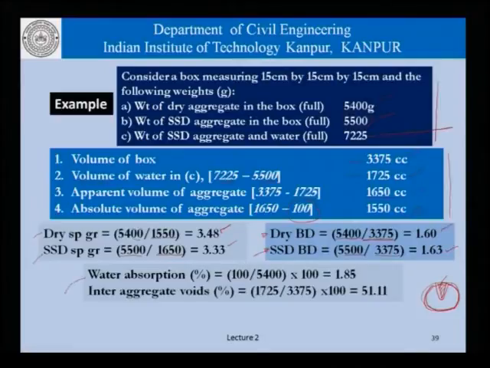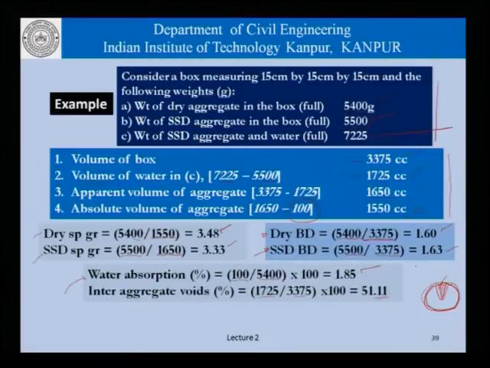Water absorption, which is a measure of the porosity of the aggregates, is basically 100 grams of water absorbed by 5,400 grams of aggregates, and we get a water absorption of 1.85. As far as the percentage of the total volume of inter-aggregate voids is concerned, we get 1725 divided by 3375 times 100, which is 51.